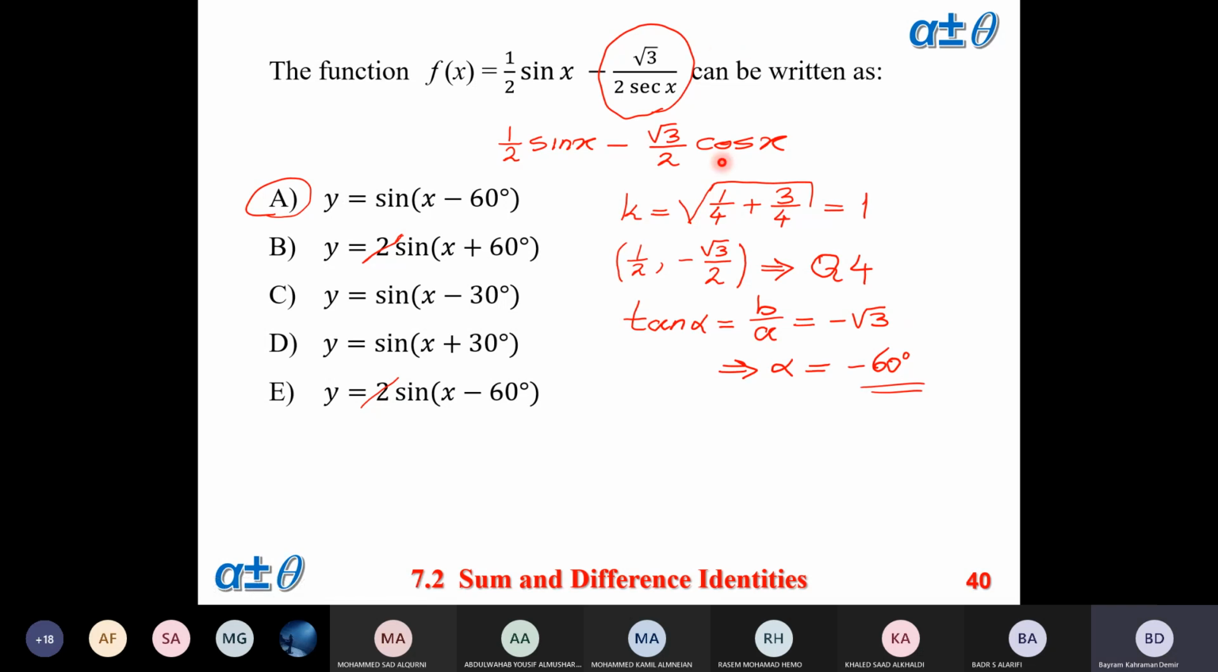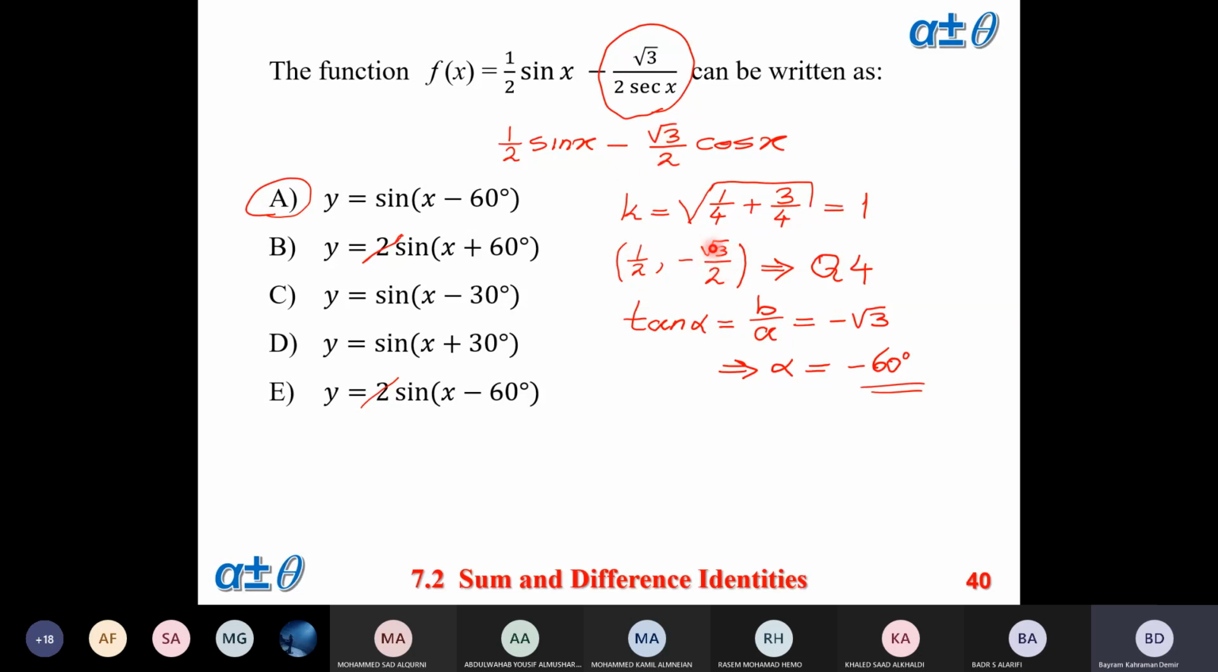In this case, Shabab, we have a small problem here that we should look at. This is root 3 over 2 secant x. Well, it is root 3 over 2 times 1 over cosine x, right, Shabab? Yes, we rewrite it as cosine. So now again, it is a reduction question: a sine x, b cosine x. What is the k, Shabab? K is 1 over 4 plus 3 over 4, which is 1. And so the a is 1 over 2, okay? B is negative root 3 over 2.